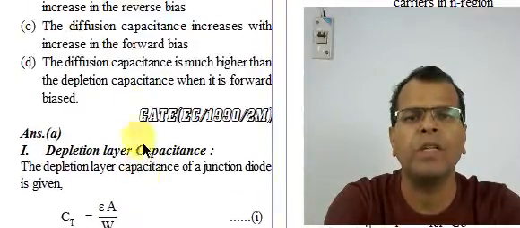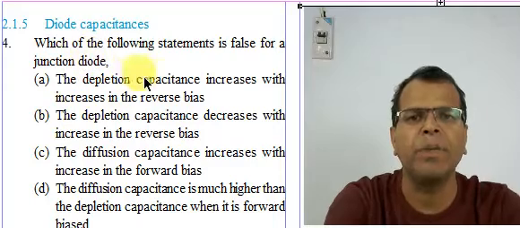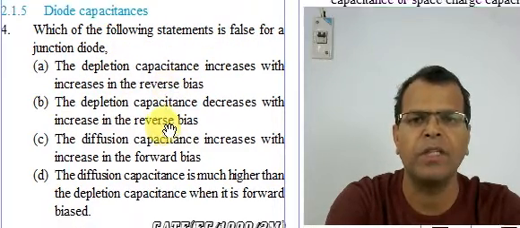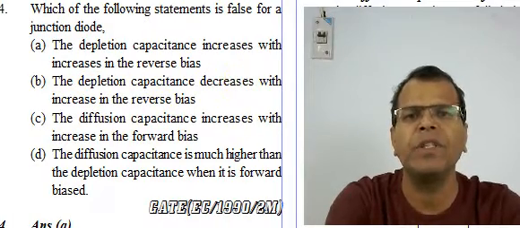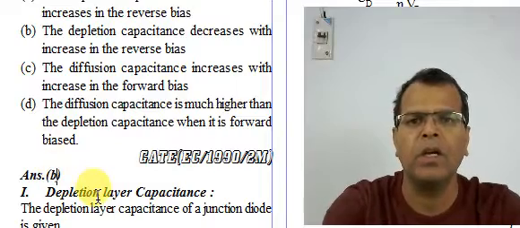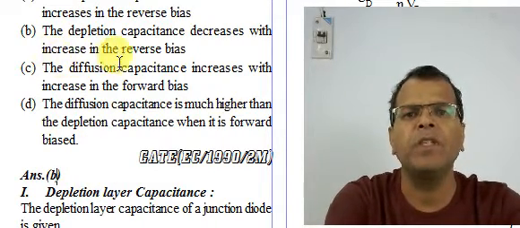So now let us see the options here. The depletion capacitance increases with increase in reverse bias. That's not correct. We have seen the depletion capacitance decreases with increase in the reverse bias. That's true. That's your second. Then diffusion capacitance.